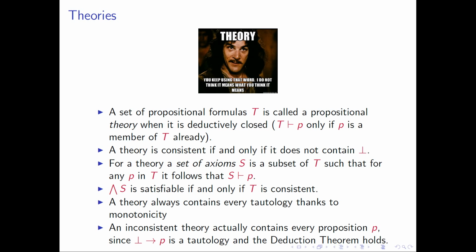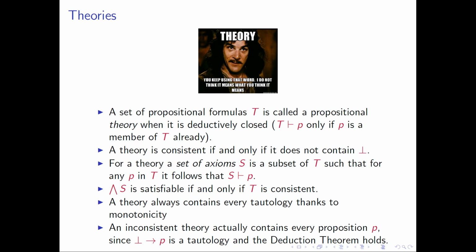such that if we have any proposition we want to find in T, then it just follows from the axioms that we can syntactically entail, I guess semantically entail, that P as well. It turns out that the conjunction of the axioms is satisfiable if and only if T is consistent. Because of monotonicity, every theory contains every tautology.